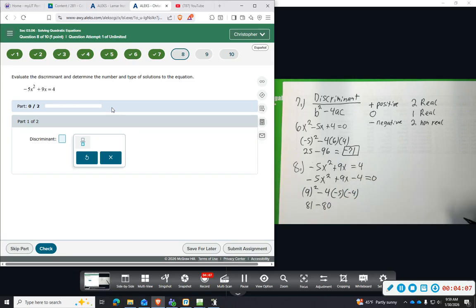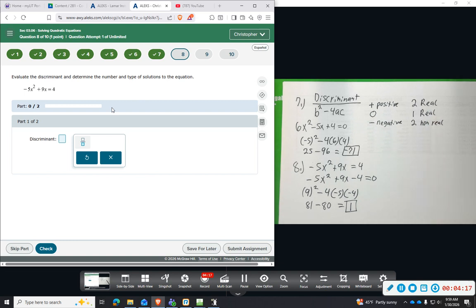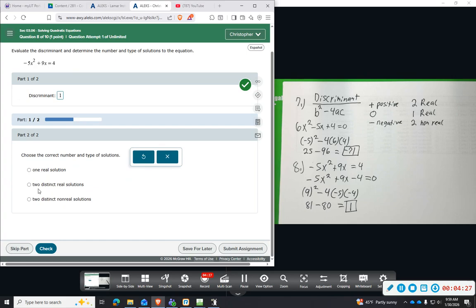Okay, so minus 80. When we do the math, we get a positive 1. So our discriminant is 1. It is positive, so therefore we will have 2 real solutions. And then 2 distinct real solutions.